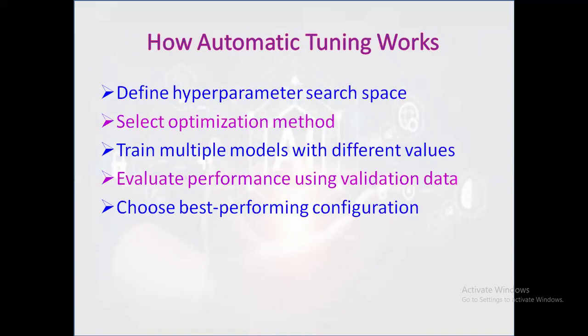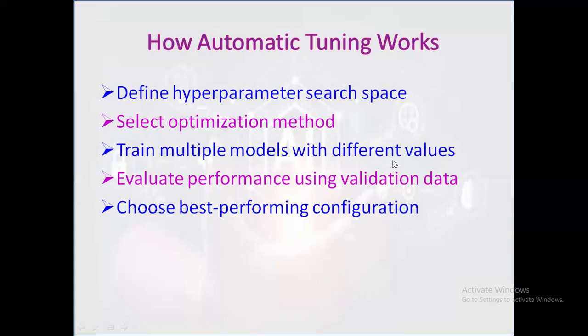How automatic tuning works, next we'll see. Defining the hyperparameter search space. The process begins by specifying ranges or possible values for each hyperparameter that the algorithms will explore. Next, we have to select the optimization method. Tuning algorithms such as grid search, random search, or Bayesian optimization have to be chosen to guide the search process. And we have to train multiple models with the different values.